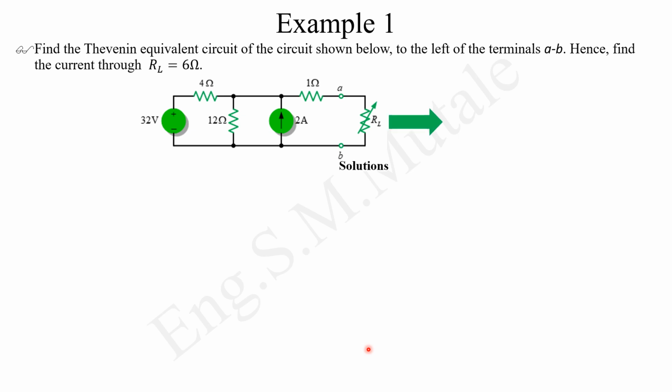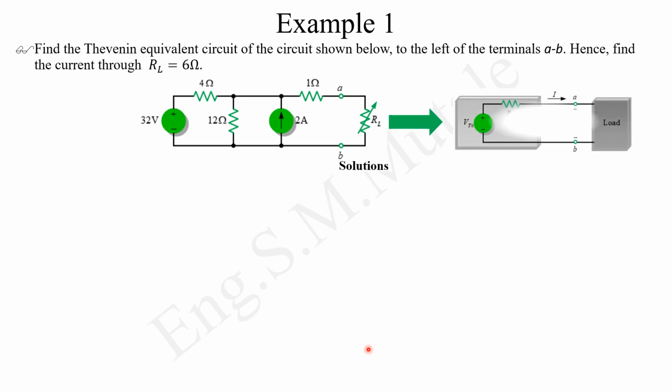So in our solution, what we want is to transform this circuit in such a way that we just see this Thevenin's voltage and the Thevenin's resistance. Then we connect back the load, which is this one.